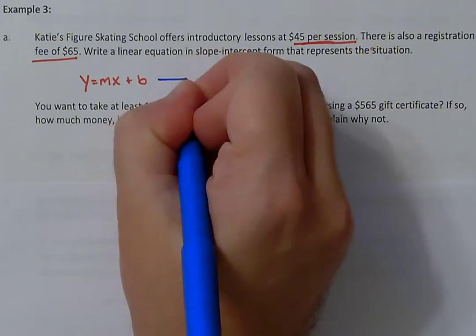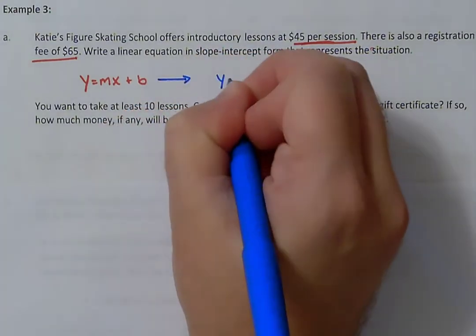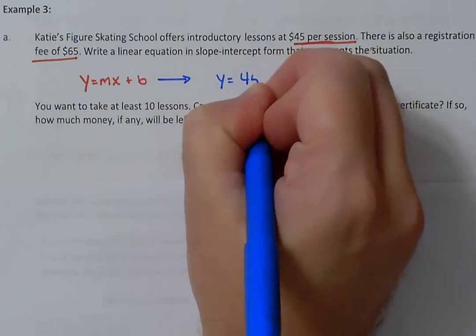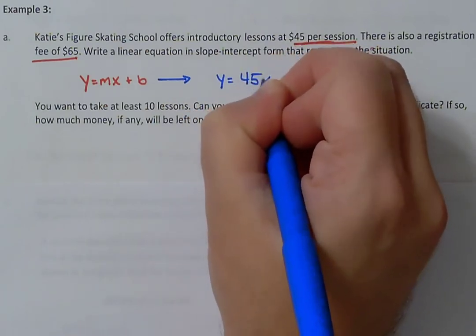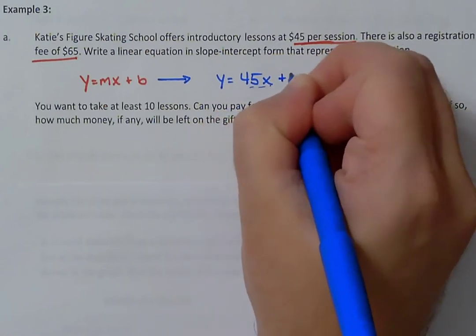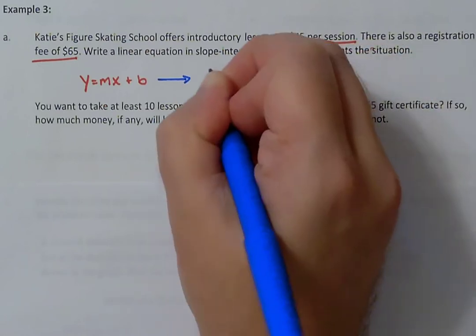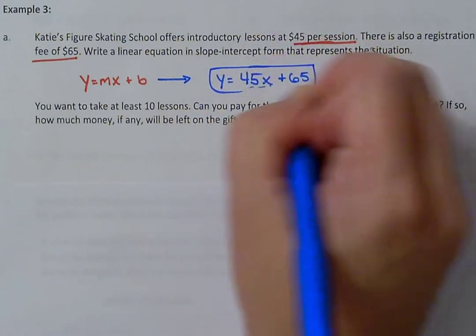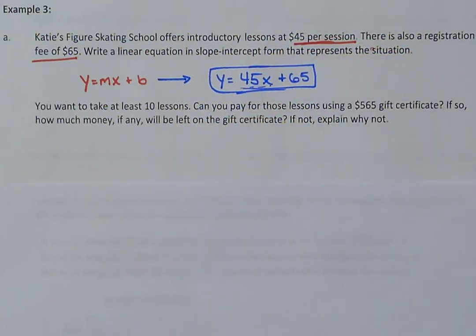So my equation is going to be y equals 45x, because it's 45 times every session, plus the one-time fee of $65. So your equation is y equals 45x plus 65. So that is the first part.